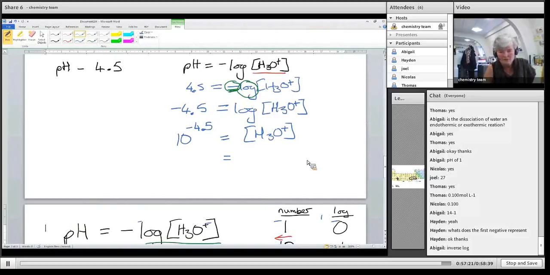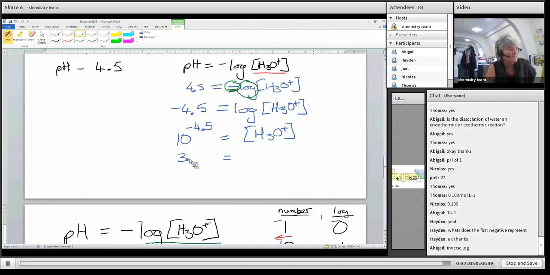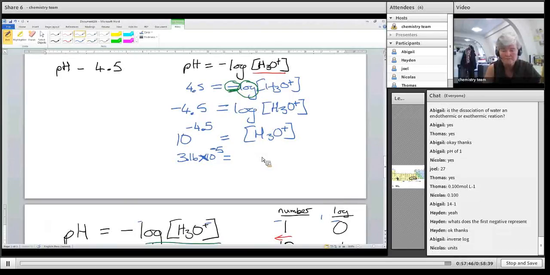So now I have got 3.16 times 10 to the minus 5. I'm not quite sure why it's not writing properly. Okay, so that's my hydronium ion concentration. I won't get excellence for this. Why not? What have I forgotten?